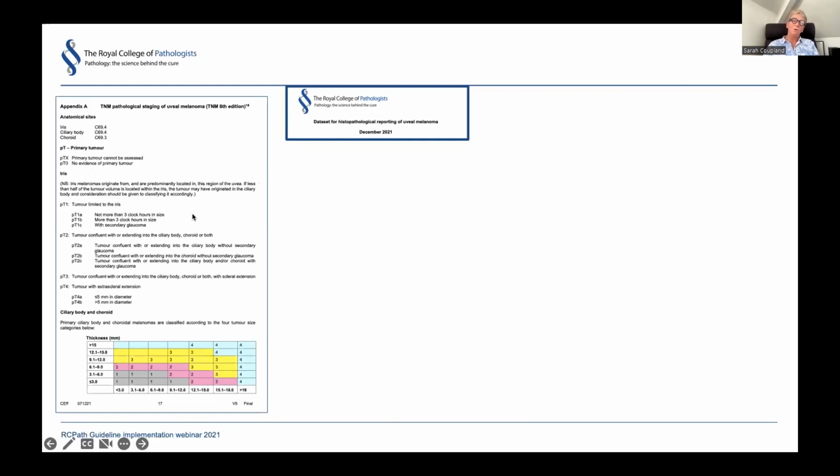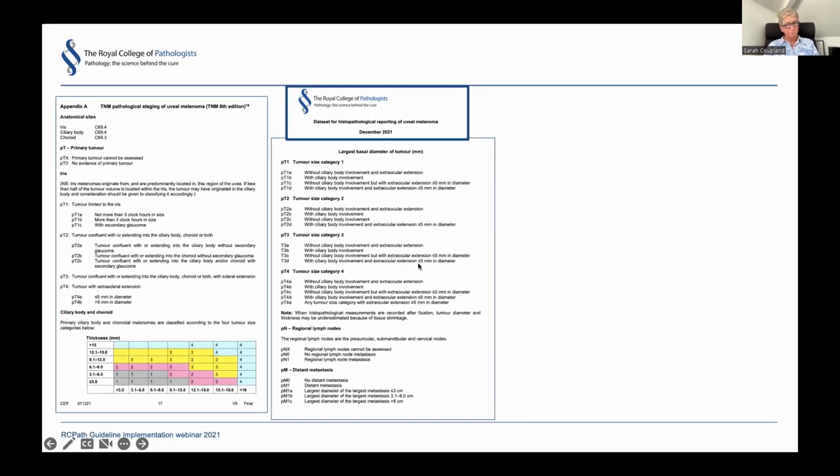More often than not, when reporting an iris melanoma, it's in direct correlation with the clinical findings to report the pT stage. With the ciliary body and choroidal melanomas, here we take into account whether there's ciliary body involvement, B, whether there's extraocular extension, the size of the extraocular extension, and obviously the size of the tumor within the eye.